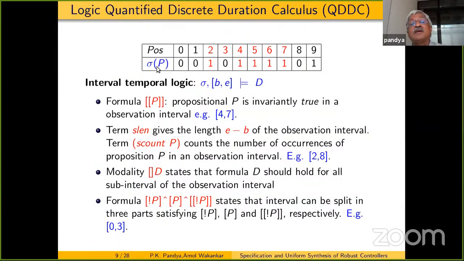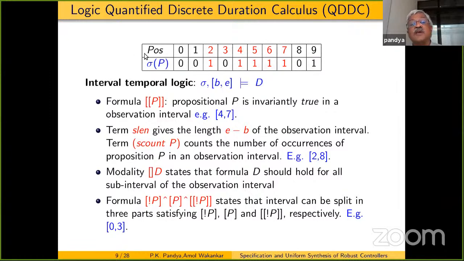So what is a behavior? A behavior is evolution of observable wires in time. Time is clock cycle. So on top, I am writing positions or clock cycles. Clock cycle 0 to 9. And suppose we have only one wire P, we plot its value at every clock cycle. At 0th cycle, it is 0. At 4th cycle, it is 1. At 5th, it's 1, etc.